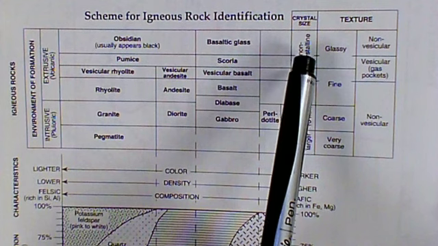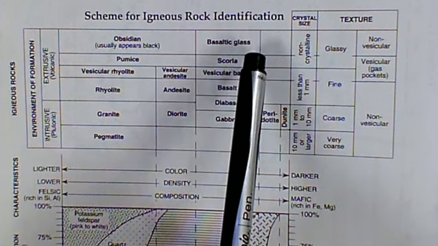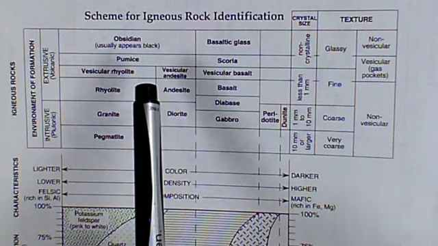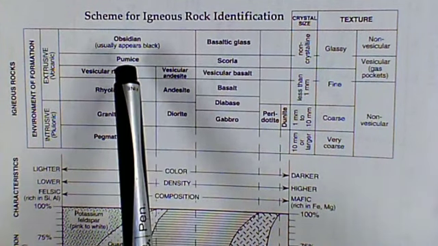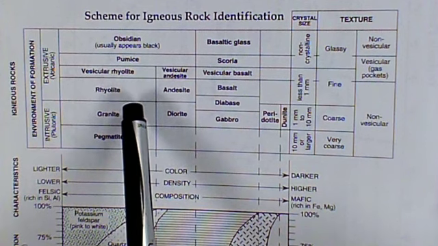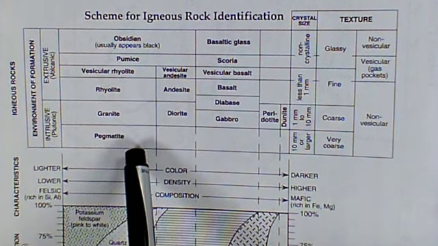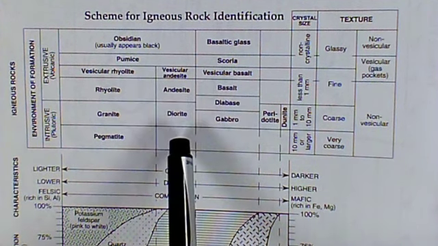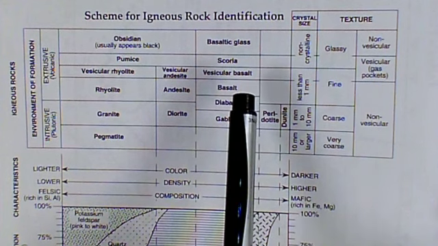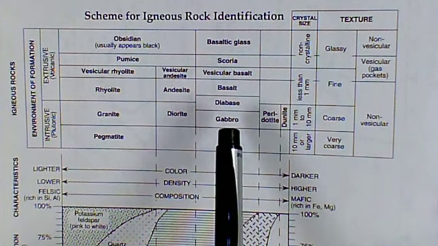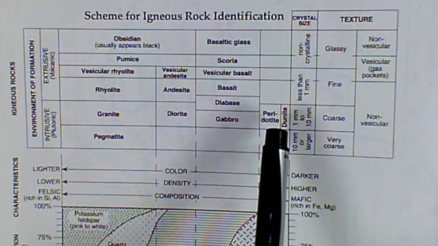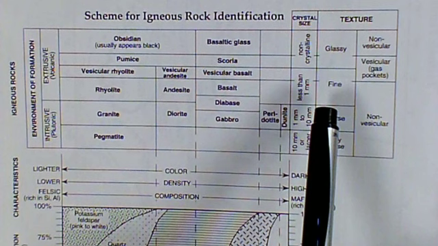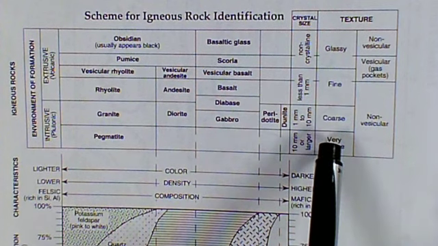These are generally non-crystalline. This is our basaltic glass, scoria, pumice, and obsidian. We also have vesicular rhyolite, granite, and pegmatite. Vesicular andesite, and diorite. And then vesicular basalt, diabase, and gabbro. And then here, peridotite and dunite. And it also, over here with the texture, there's fine, there's coarse, and there's very coarse.